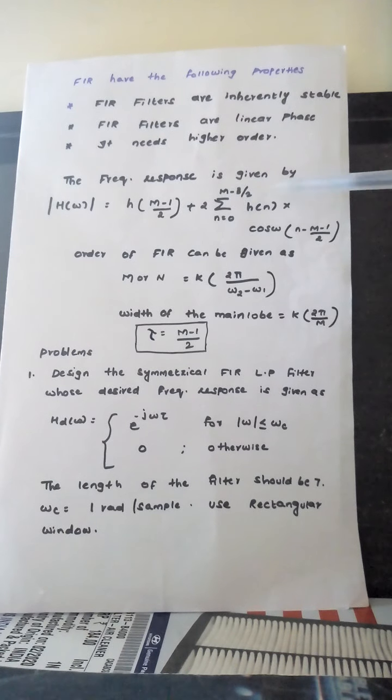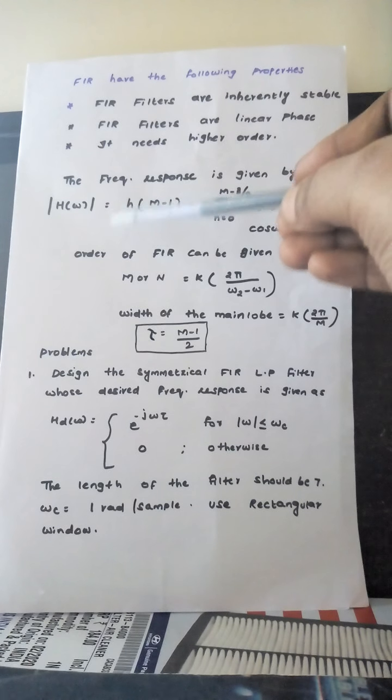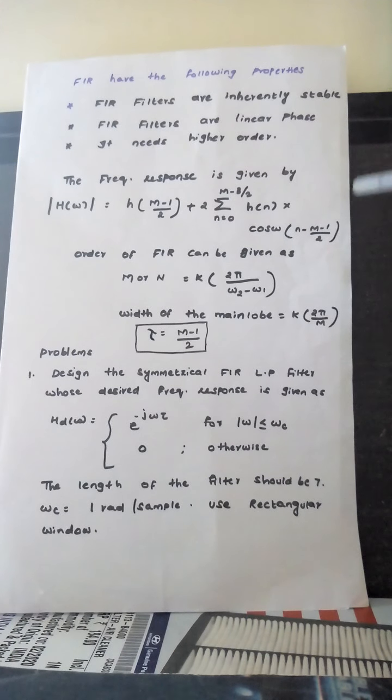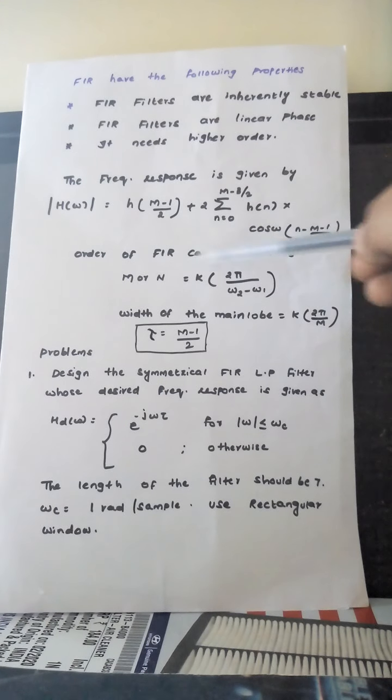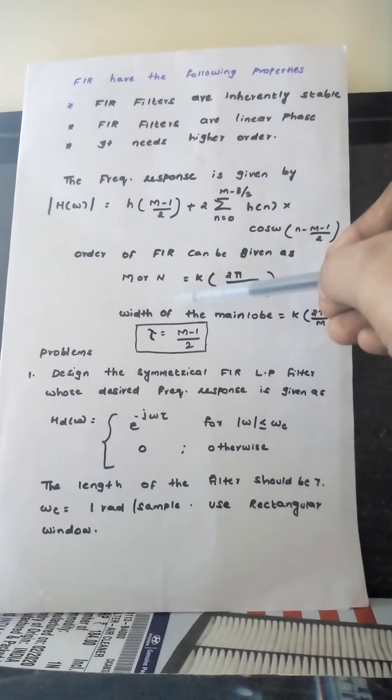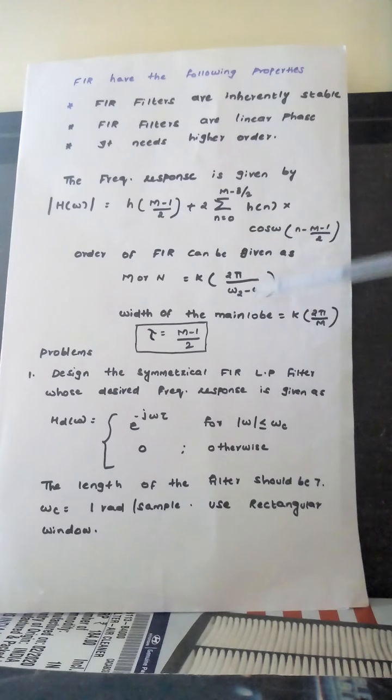So first, the frequency response is given by H of omega equal to this formula, for finding the frequency response of the system. Sometimes they may ask you to find the order of the FIR. The order is nothing but M or N, that is the length of the filter. So we can use this formula and find the order N. The width of the main lobe can be found by this formula: k into 2 pi divided by M.